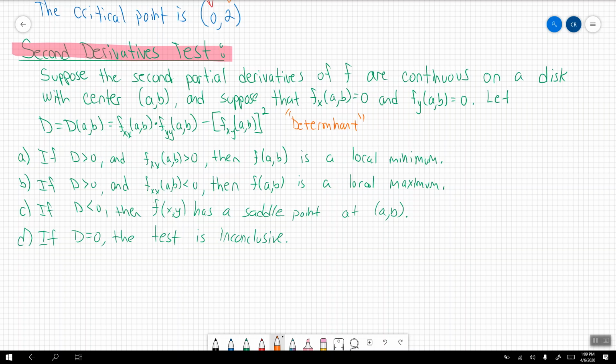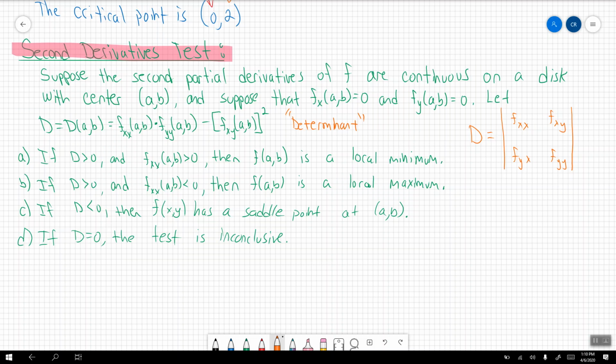Now, I keep calling this piece up here the determinant. Why is it known as the determinant? Well, it's because we can set this up in the form of a determinant. If we look at the partial derivatives for this function and put them in matrix form, we can use the determinant of these derivatives to get our formula. To find this determinant, we multiply f double prime with x by f double prime with y, that was this first piece here, minus these two pieces multiplied together.